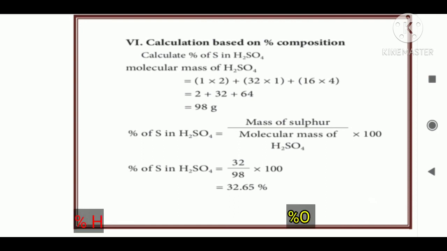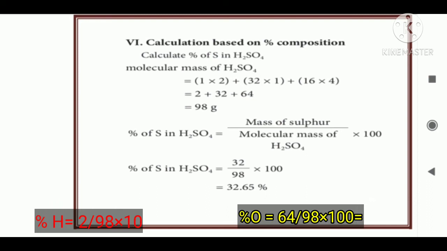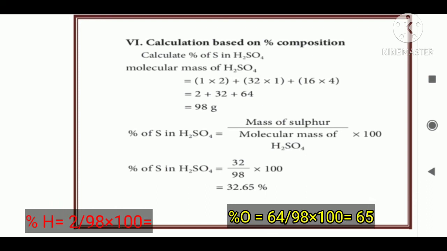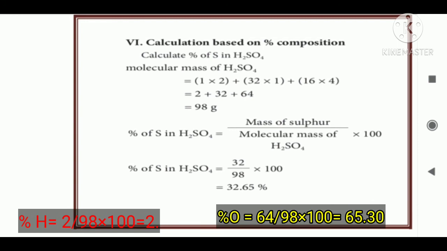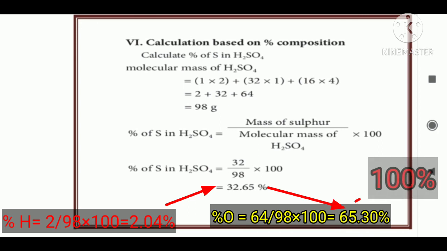Then the percentage of hydrogen present in sulfuric acid is also calculated. The mass of hydrogen is 2 because the number of hydrogen is 2. So 2 divided by 98 into 100, 2.04 percent. Then oxygen, 64 divided by 98 into 100, so 65.30 percent. Totally sulfur, hydrogen and oxygen make 100 percent.